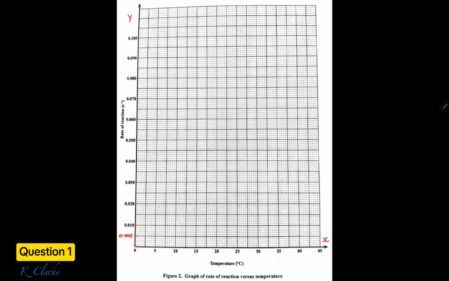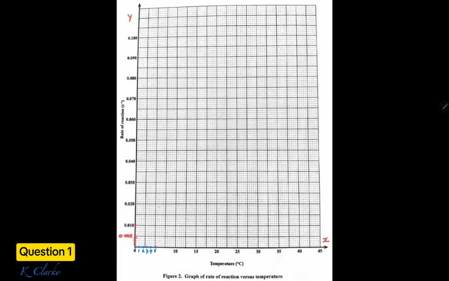Each small line represents 0.001. So that's 0.001, 0.002, 0.003, 0.004, and there 0.005. For the x-axis, 2 centimeters equals 5 degrees Celsius. Hence, every 2 small spaces is 1 degree Celsius, 2 degrees Celsius, 3 degrees Celsius, 4 degrees Celsius, and there you go, 5 degrees Celsius.